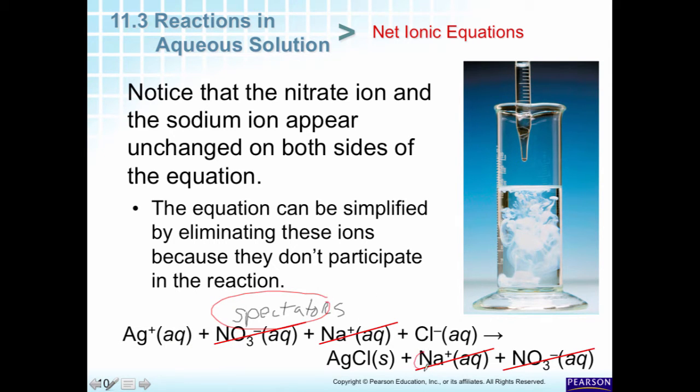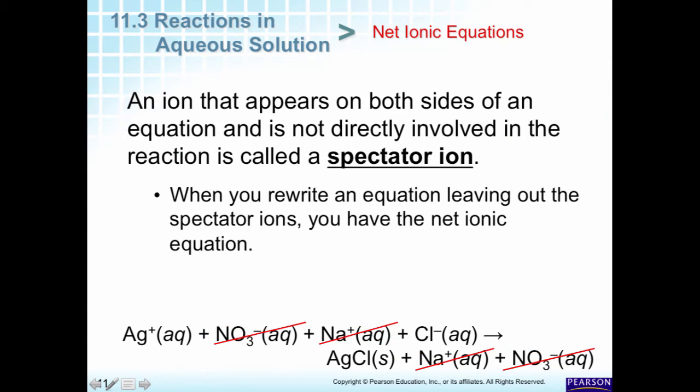So spectators are the same on both sides. They don't participate in the reaction. So they're called spectator ions. They are on both sides of the reactions. So when we rewrite the equation, leaving out the spectator ions, that's when you end up getting the net ionic equation.